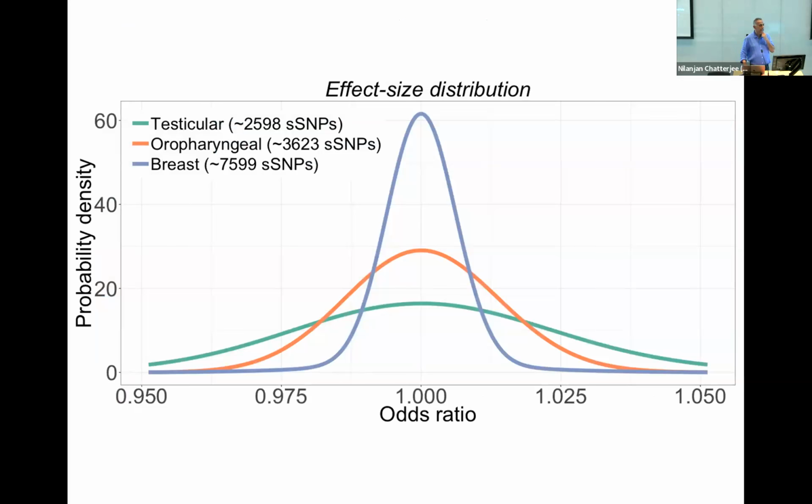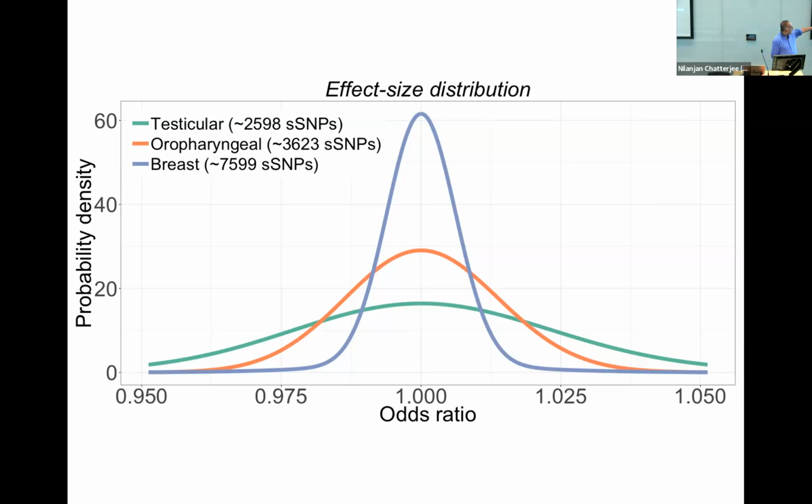So what I'm highlighting is three cancers: testicular cancer, oropharyngeal cancer, and breast cancer. And what I'm showing is that among these thousands of SNPs, again, the method produces an estimate of the effect size distribution. And again, I'm presenting it in terms of the odds ratio, but in a log scale.